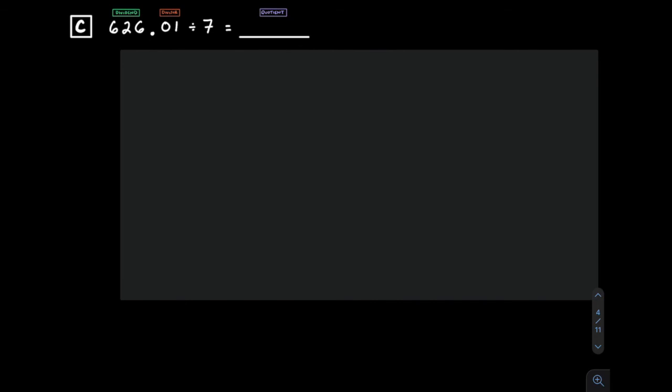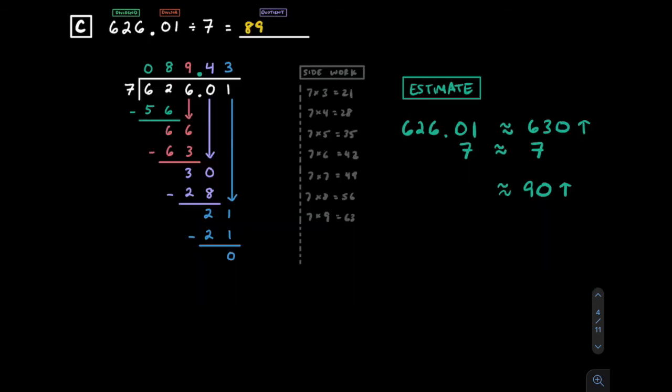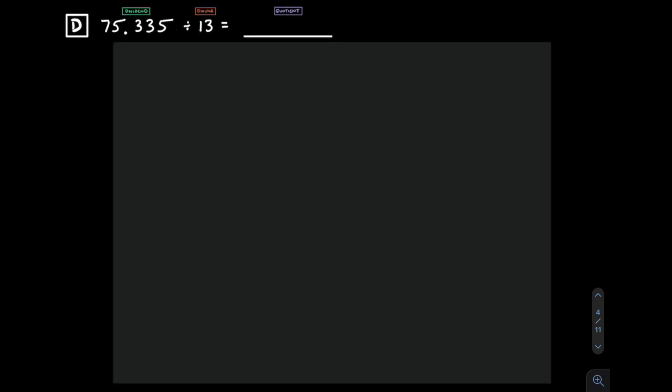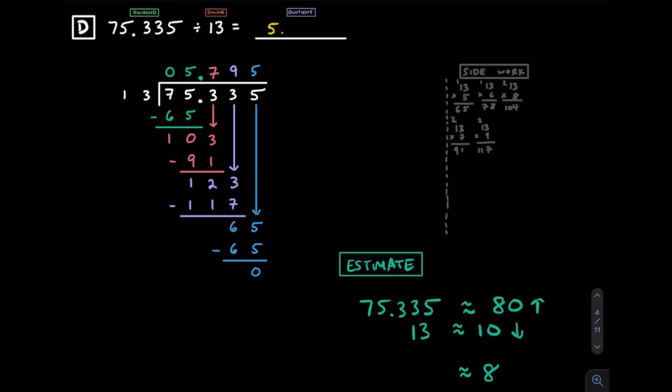Now it's your turn. You know the drill. Pause it and unpause it when you're ready to go. Quotient here should be 89 and 43 hundredths. And here's just one more where the divisor is a whole number. Pause and unpause when you're ready. The quotient here will be 5 and 795 thousandths.